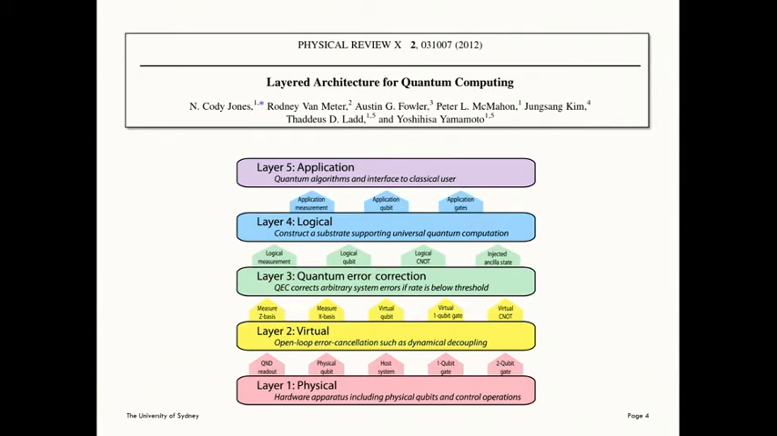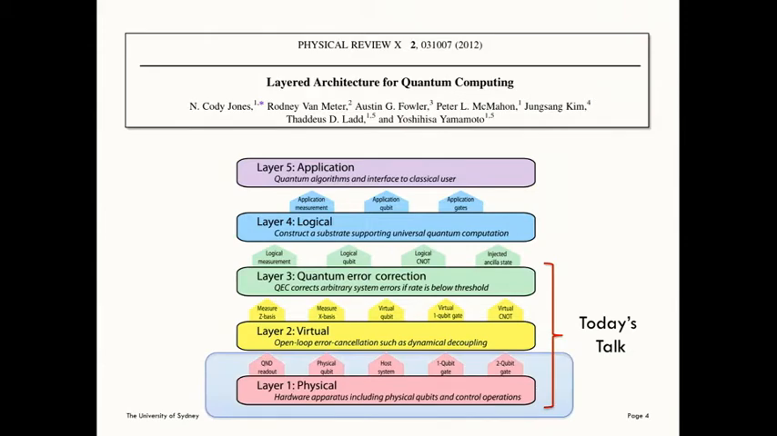So now let's think about how this comes into the idea of building quantum computers. I take this graphic from a paper by Cody Jones and Yoshi Yamamoto that gives one particular view of how to craft a set of abstraction layers for designing a quantum computer. A lot of what we've heard about today comes at these top levels, the logical layer or the application layer. My talk is going to focus on these bottom layers: from the physical, the specific devices that have quantum coherent effects, through the virtual, where we apply controls, and then up towards quantum error correction.